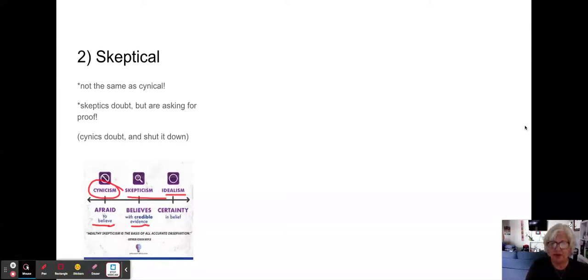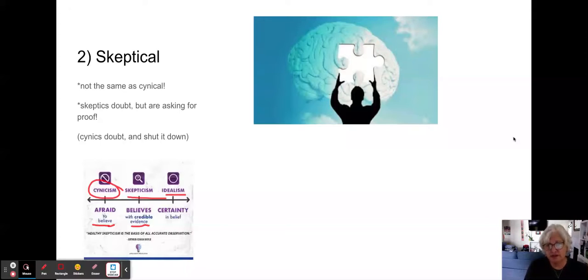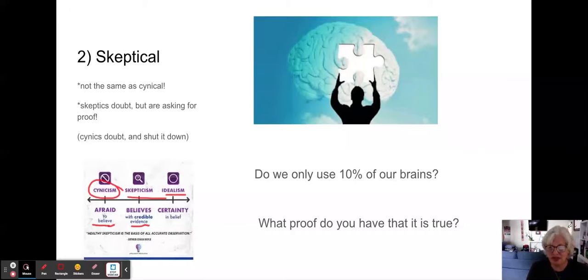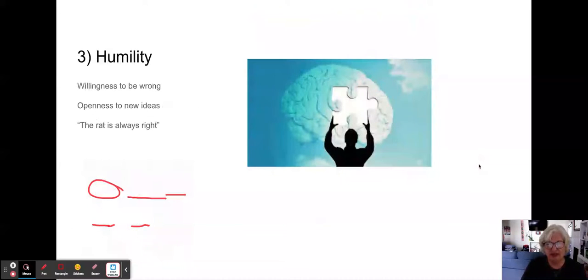So let's go back to our question. Our question was, do we use 10% of our brains? And if you're skeptical, you're going to start saying, well, wait a minute, what proof do you have that that's true? Do you have brain scans? Do you have data to back that up? And if you don't, let's test it. Let's see. I want to believe it or not. I don't want to believe that we only use 10% of our brains. But either way, there are ways that we can test it. And that would show skepticism, which is the second part of having a scientific attitude.